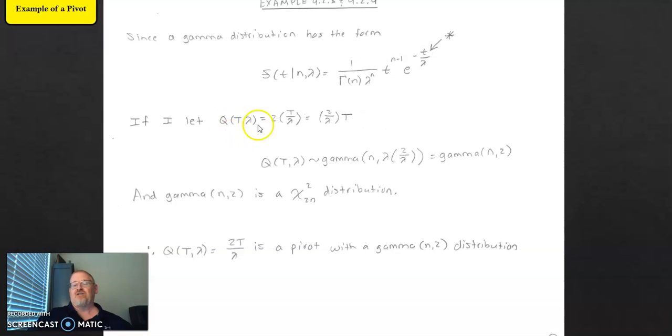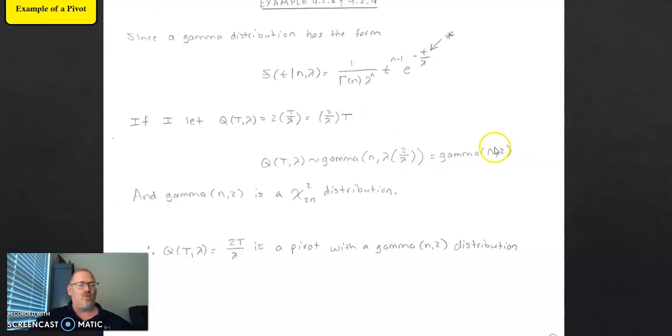If I let this pivot be 2 times that t over lambda, and then rearranging it, I can write that as 2 over lambda times t. Now, what that's going to allow me to do is that this pivot follows a gamma distribution with n. Really, what I can do is replace this lambda, multiply by 2 over lambda, and 2 over lambda is going to come from this pivot, and then I can have a gamma distribution with n comma 2.